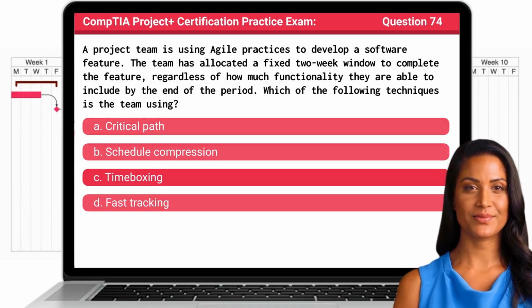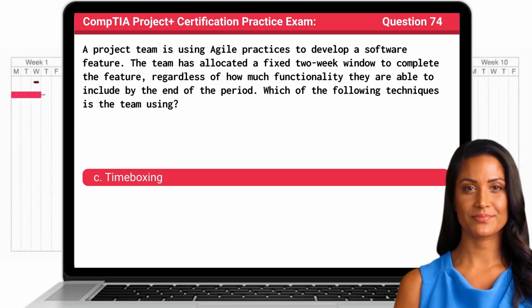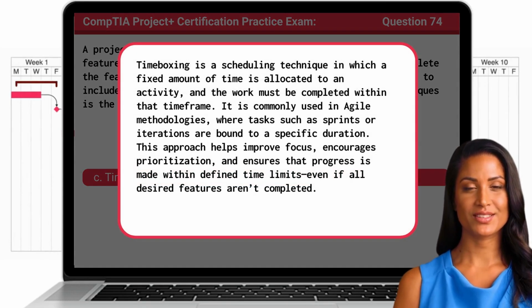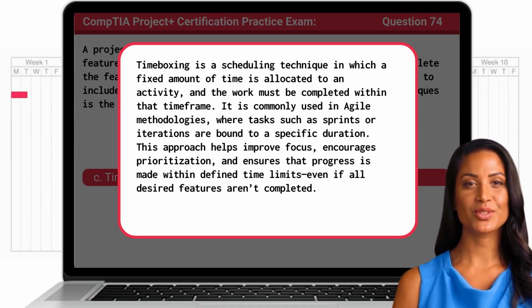The answer is C. Timeboxing. Timeboxing is a scheduling technique in which a fixed amount of time is allocated to an activity, and the work must be completed within that time frame. It is commonly used in agile methodologies, where tasks such as sprints or iterations are bound to a specific duration. This approach helps improve focus, encourages prioritization, and ensures that progress is made within defined time limits, even if all desired features aren't completed.